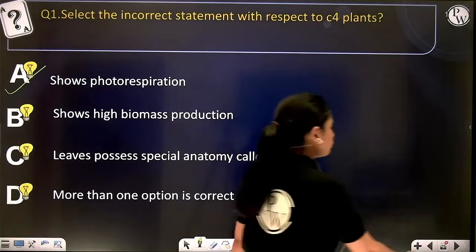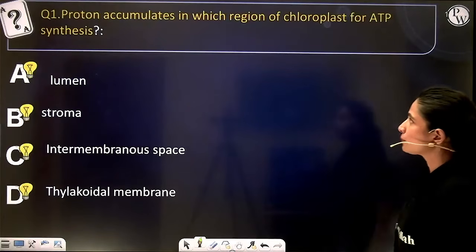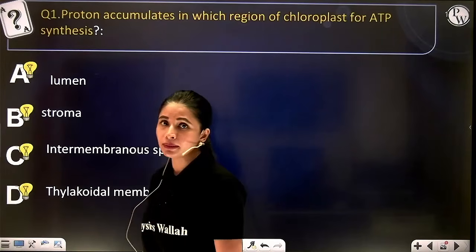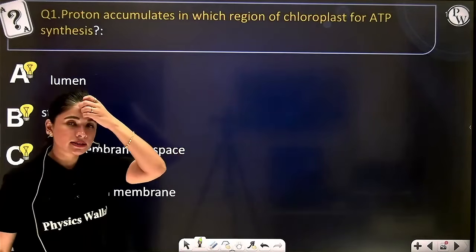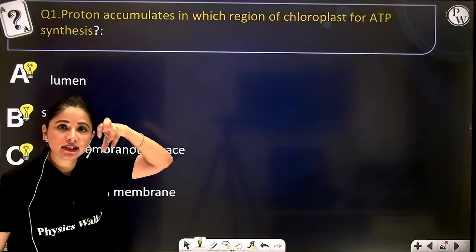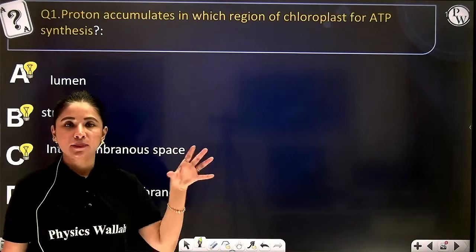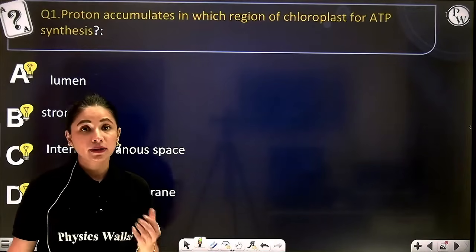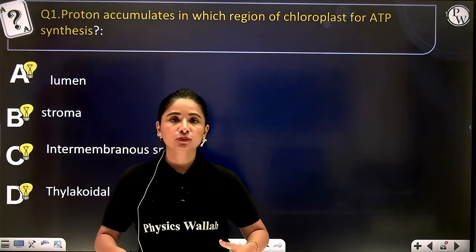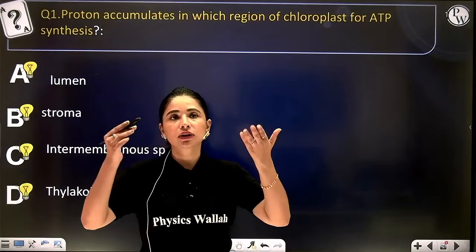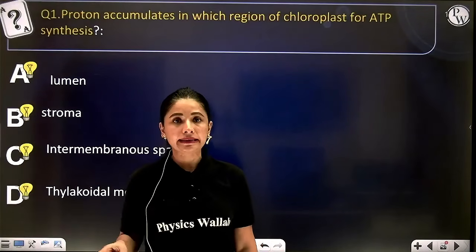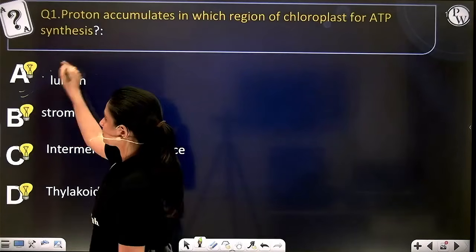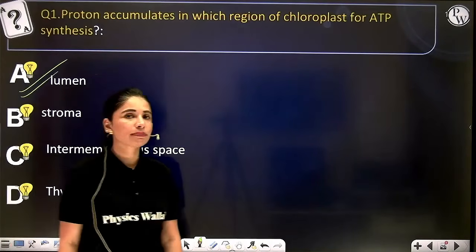Right? Moving ahead. Next: protons accumulate in which region of the chloroplast for ATP synthesis? You remember the chemiosmotic hypothesis by Peter Mitchell. In the lumen of the thylakoid, protons accumulate. Protons move from the stroma into the lumen, because of which they accumulate in the luminal space. Proton concentration rises, creating a gradient that is helpful for ATP synthesis. So the answer to the question becomes A.